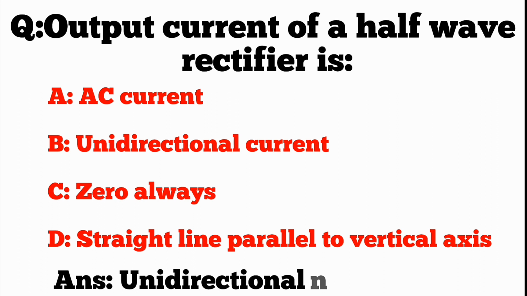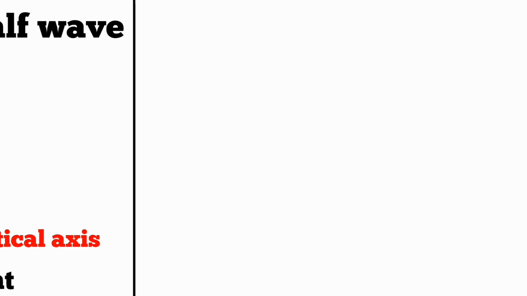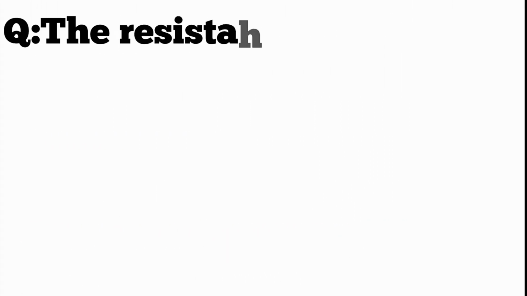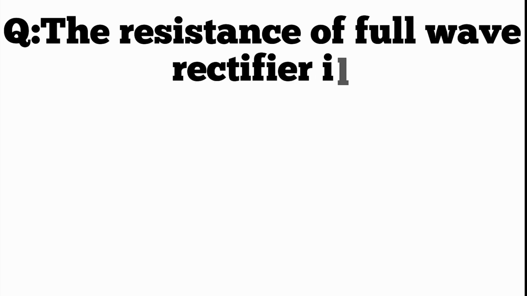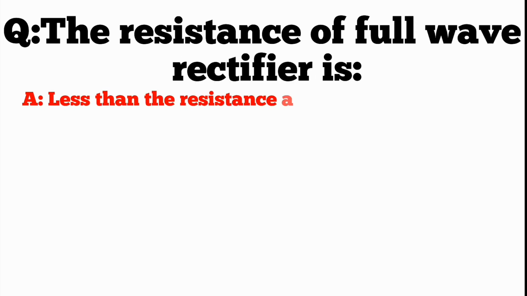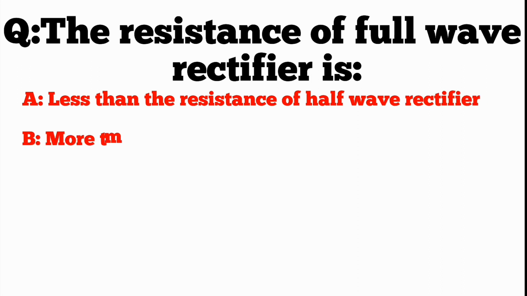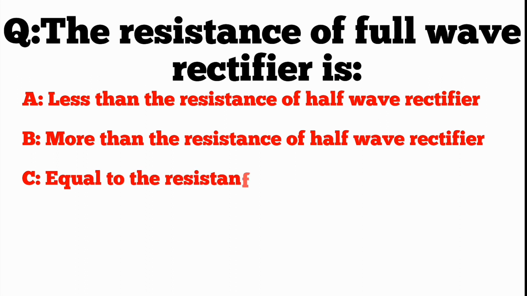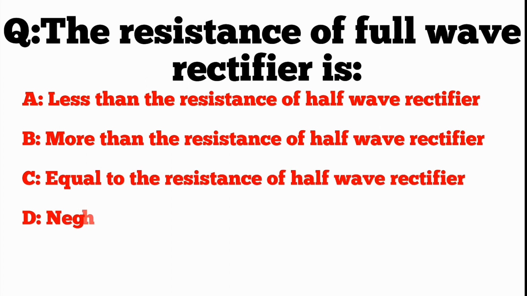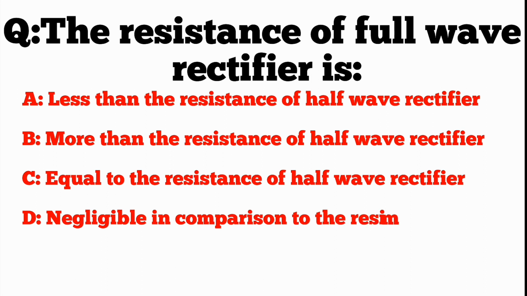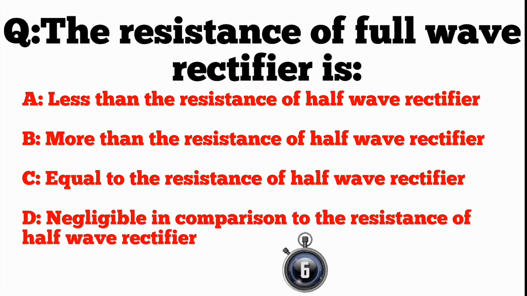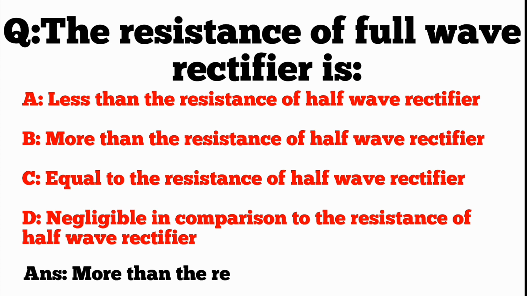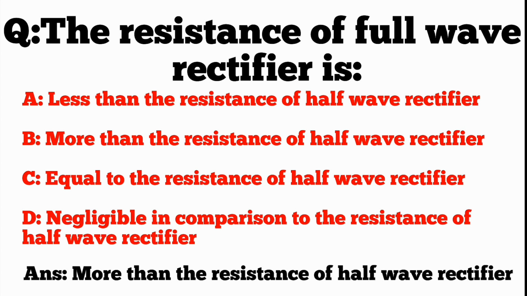Answer: unidirectional current. Q. The resistance of full-wave rectifier is: A. Less than the resistance of half-wave rectifier. B. More than the resistance of half-wave rectifier. C. Equal to the resistance of half-wave rectifier. D. Negligible in comparison to the resistance of half-wave rectifier. Answer: More than the resistance of half-wave rectifier.